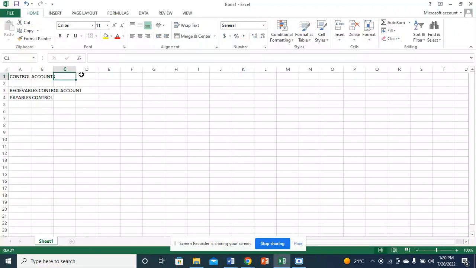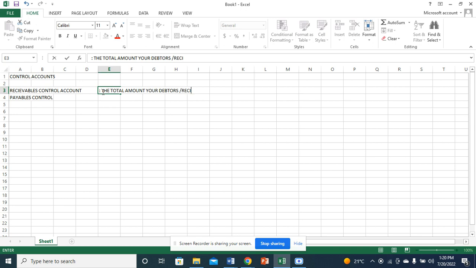Yes, so the control account's main purpose is to give us the total amounts, all right? For example, your receivables control account is going to give you the total amount your debtors, or your receivables, are owing you. The payables control account will give you the total amount you are owing your payables, all right?